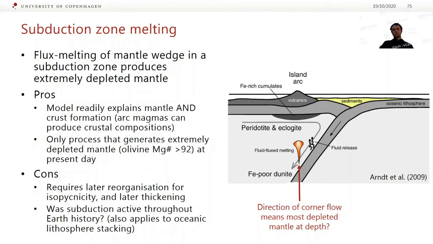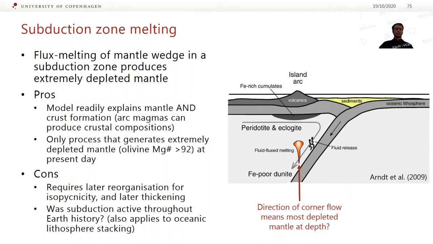The second low pressure option is subduction zone melting. So this one's pretty straightforward. You have a mantle wedge and a subduction zone, and as the oceanic lithosphere is subducting, this generates a corner flow in which mantle is dragged in under the island arc and then dragged down with the slab. Water coming off the slab causes it to melt.